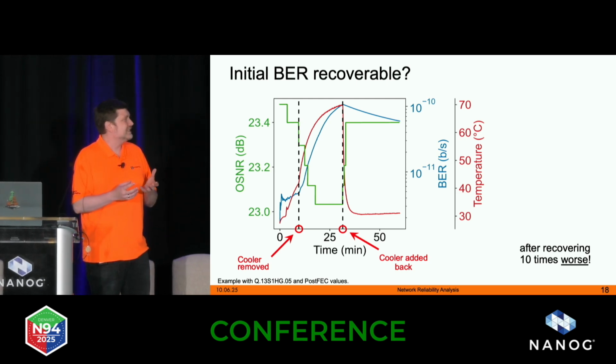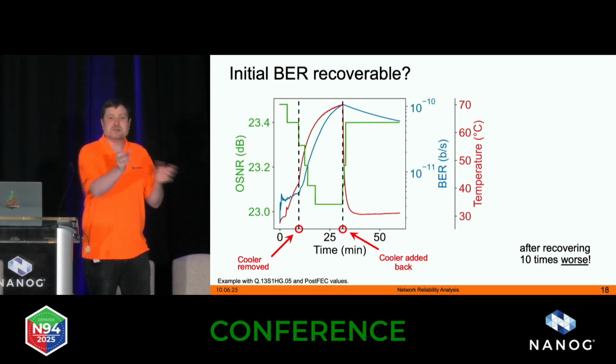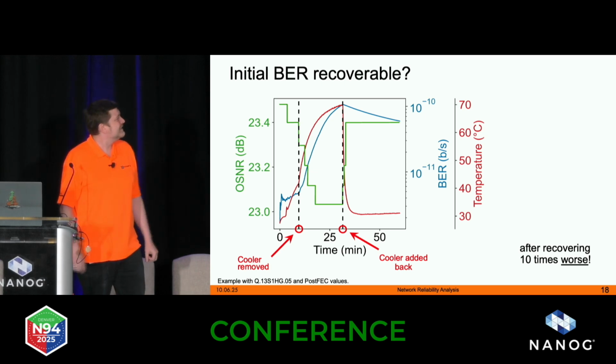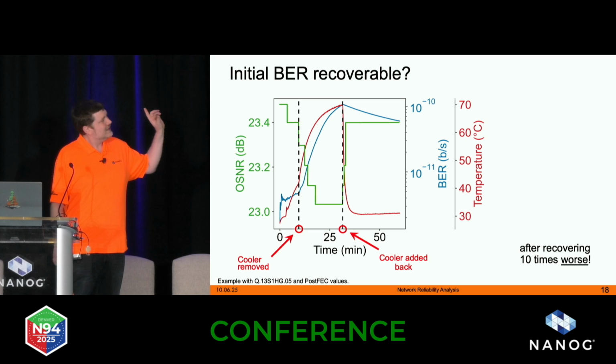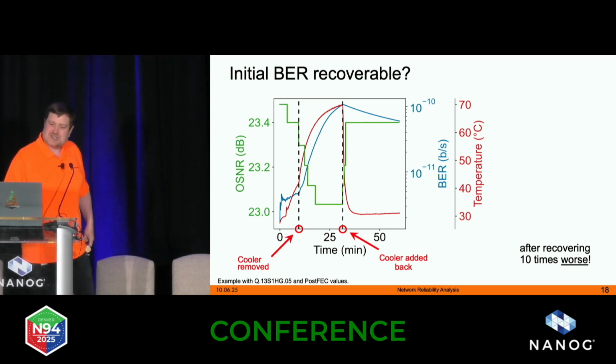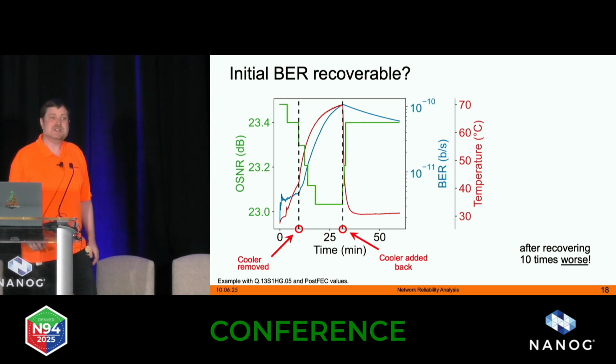So the best is if you can just remove the fans. Sometimes you have power supplies that you can swap out and it is all good. You can continue running. But you should keep in mind that while all the other values, like temperature obviously, go down again when you put the cooler back, the bit error rate does not recover.